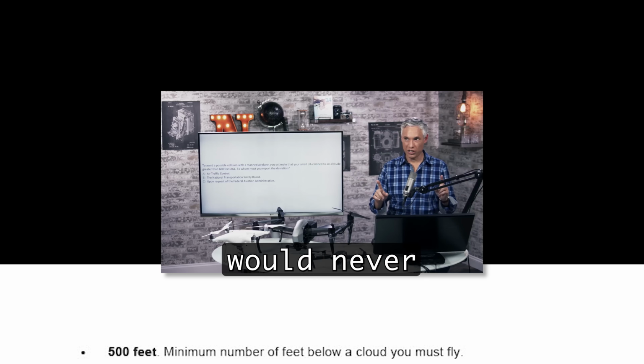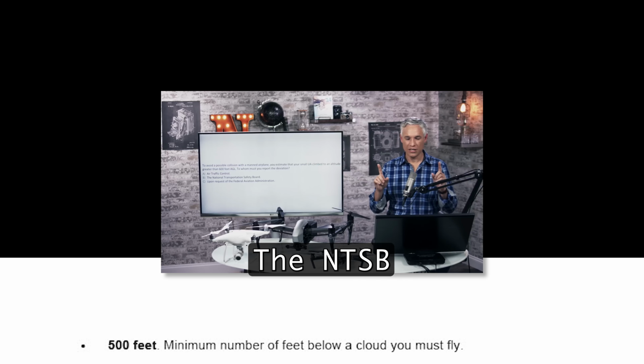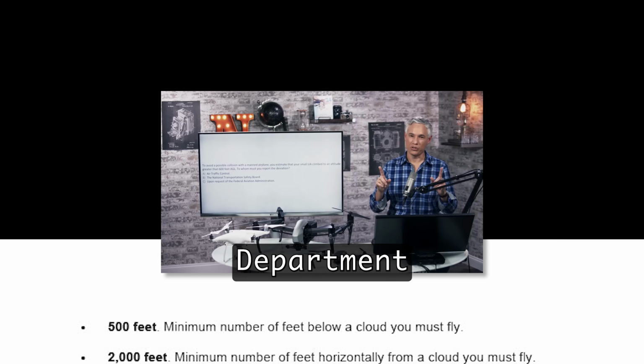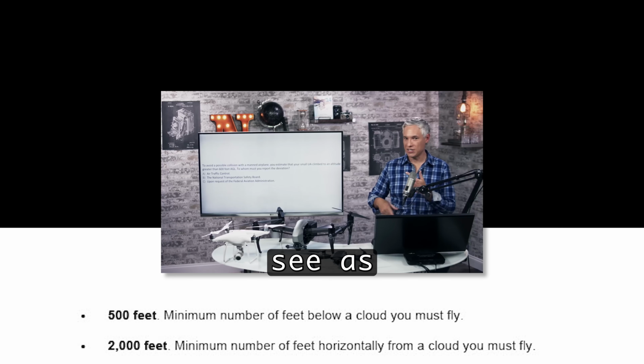Air traffic control would never ask you to report something. The NTSB would never ask you to report something. The TSA will never ask you to report something, nor will the Department of Defense. These are all things you might see as distractors.